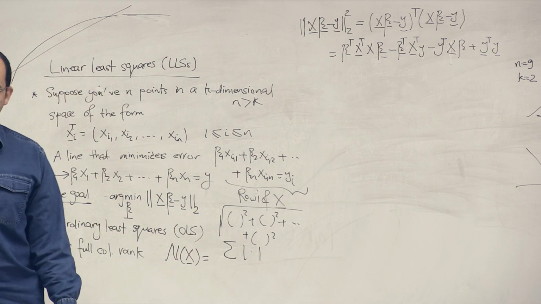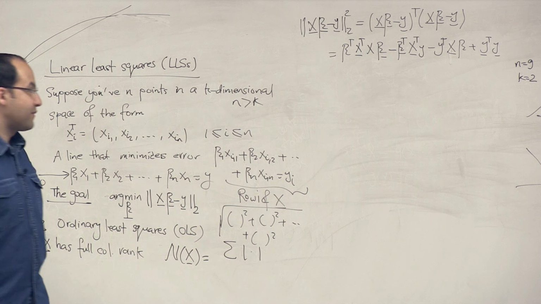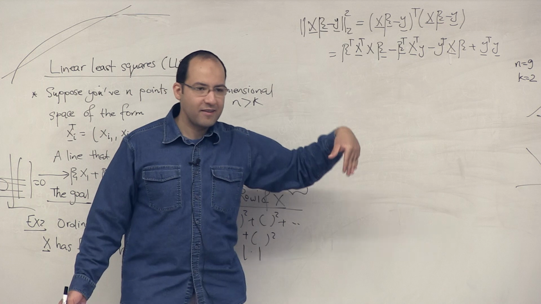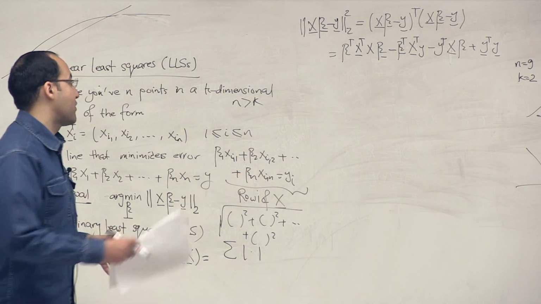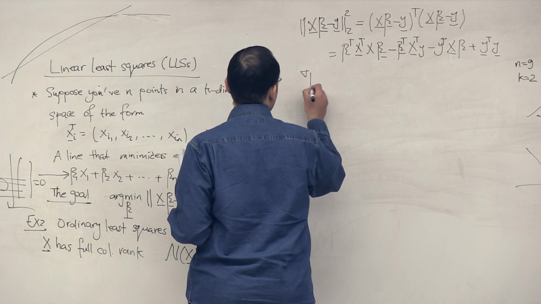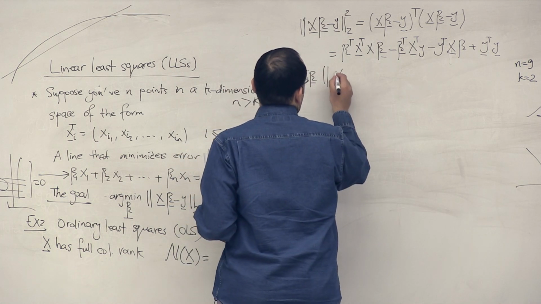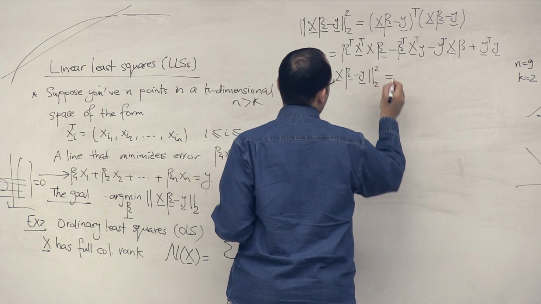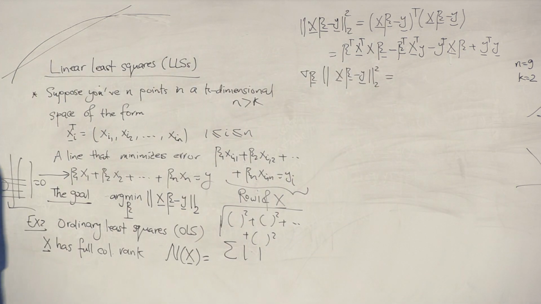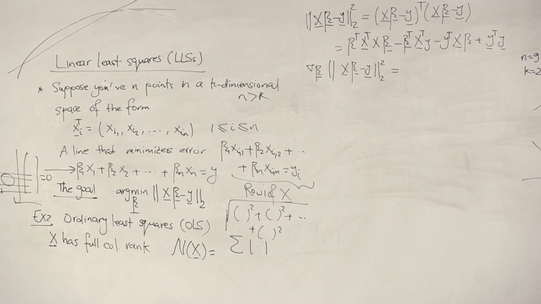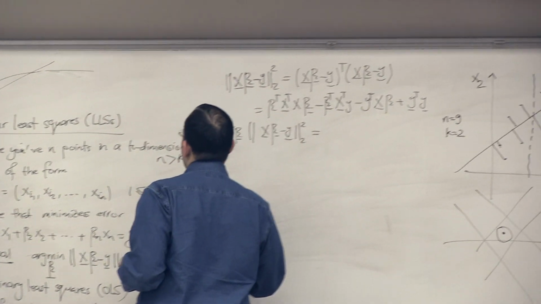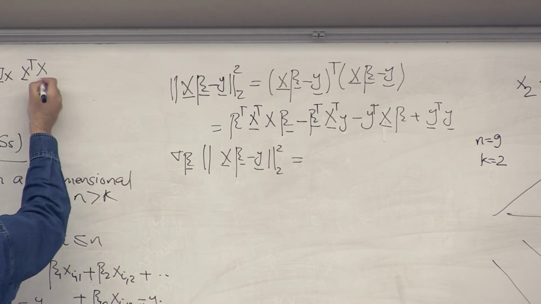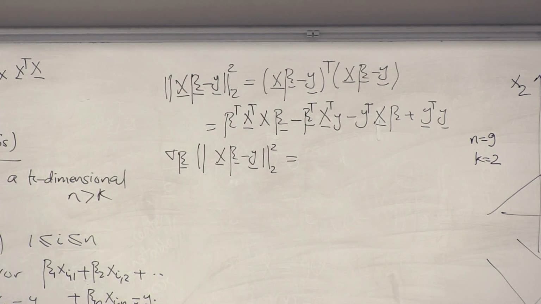Again, what is the step we need to do to minimize this? Yeah, exactly. But again, it is the gradient, right? So take the gradient with respect to beta of this, norm of x beta minus y, 2 squared, equals. Okay, there is something you can get intuitively. Can someone intuitively tell me what is the gradient of x transpose x? Just by the intuition.